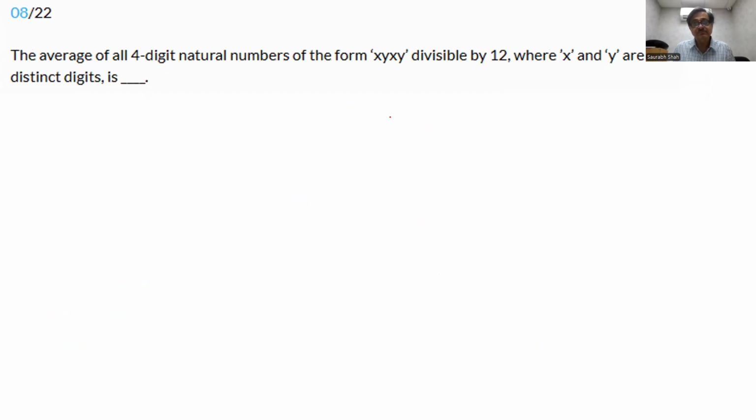An interesting question. X and Y are digits. XY is a 4-digit number. We can take XY common and write it as XY into 101. Well, let's write it as 101 into XY. Remember, xy is a 2-digit number here. Now this number is divisible by 12. That means xy has to be divisible by 12.